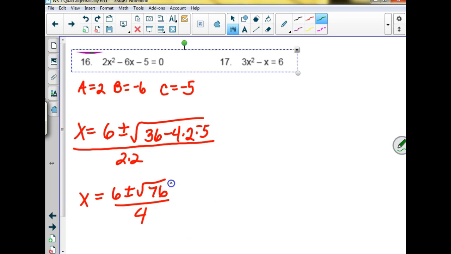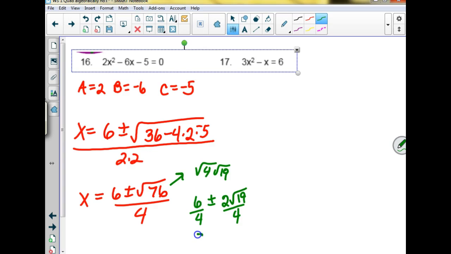Now, 76. Does 4 go in there, guys? So we have square root of 4 and square root of 18? 19. Good, because 19 doesn't break down. All right. So we're going to have 6 plus or minus, how do we simplify that? 2 and square root of 19. And they are both over a 4.